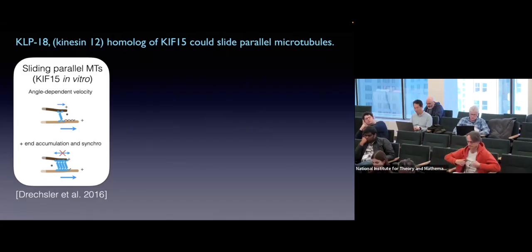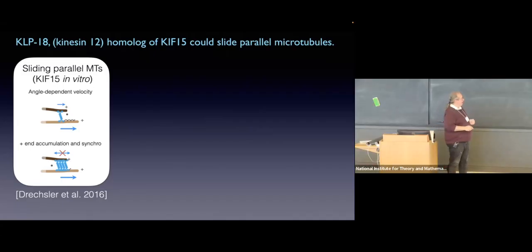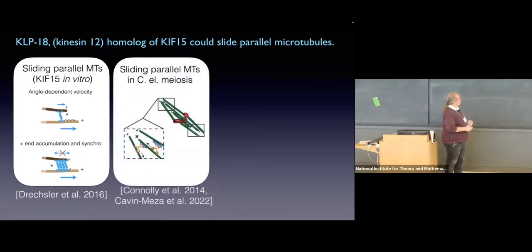And how do you slide parallel microtubules? Either you assume that the motor, the tetrameric motor, is not working at the same speed when you have a head with the tail in the back and a head with the tail in the front, and that's why you have a different speed, or you accumulate at the plus end of one microtubule and keep working on the other one. So we have a homologue of this protein, which is called KLP-18 in C. elegans. It's needed to focus the meiotic spindle.